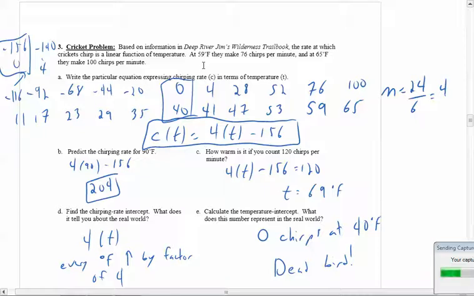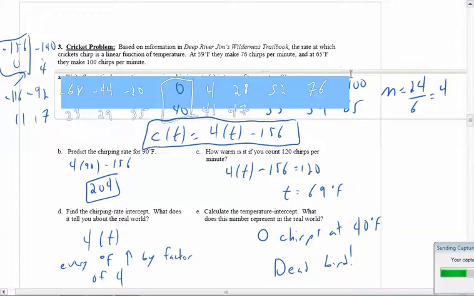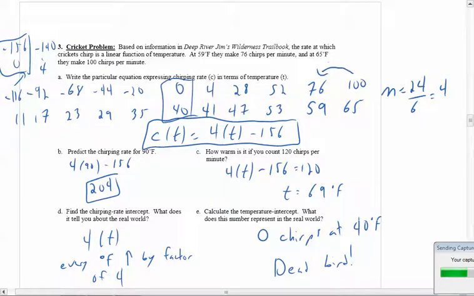So what they tell me is at 59 degrees Fahrenheit, the crickets are chirping at 76 chirps per minute. If you make it hotter, at 65 degrees Fahrenheit, they increase their chirps to 100 per minute. What I did is I started working my way backwards here. My last entry is 65 degrees and 100 chirps, then 59 and 76. It looks like I'm decreasing by 24 every time I go down 6. And so that's what I did.